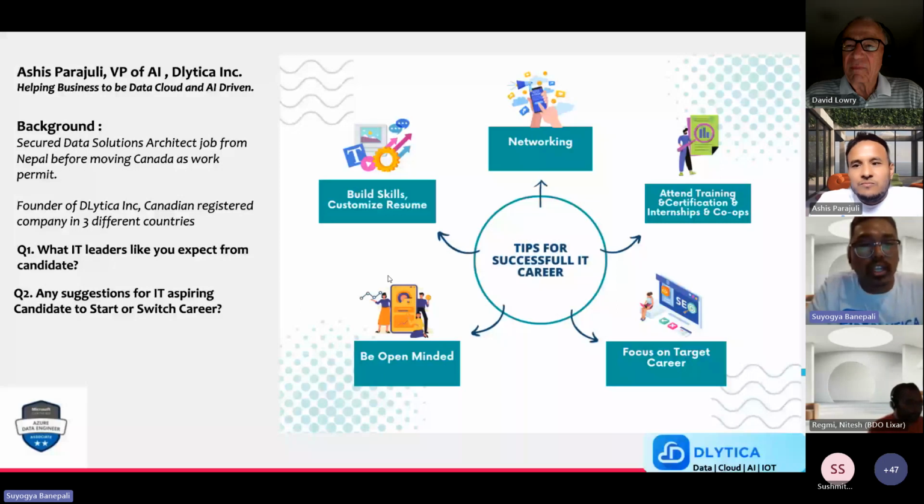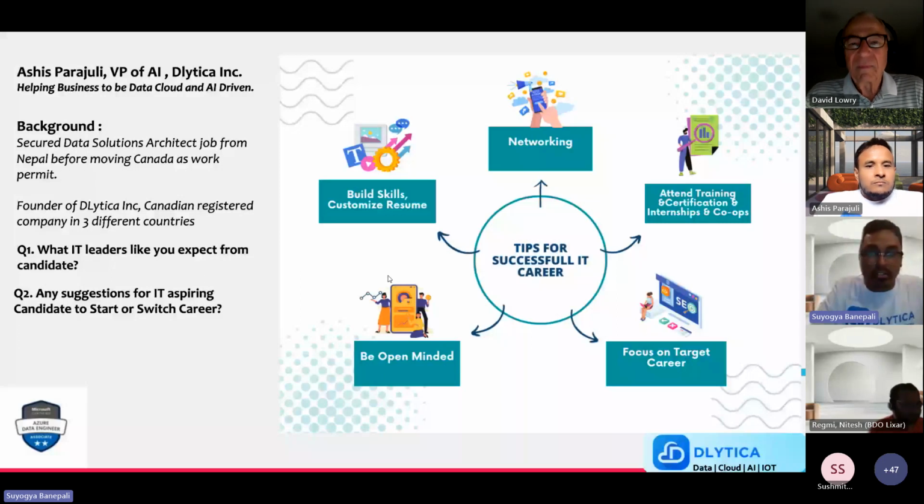So obviously, like you said, networking is the key. But just networking won't cut it, because you need to have skills, and skills can be shown in certificates as well. Especially in North America, they prefer the skilled one, the certified one. And that's where Dlytica is actually finding someone who wants to change their career and guiding them throughout their journey, right? So that's a great answer, Asis.